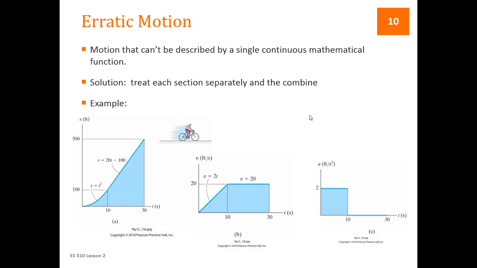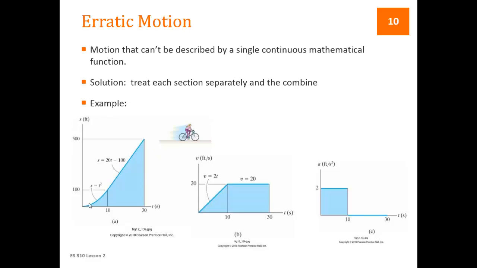Often we want to use this because we have erratic motion. So erratic motion is typically described by a series of equations, right? It can't be described as only one. So, for example, in this bicycle example, we've got this girl on a bicycle. Initially, her position is parabolic, right? It's an s equals t squared type form. And then she reaches the point where she starts going at a constant velocity, so it's just a straight line, okay? So this is just an example, but this is the idea of erratic because there's a shift, right? There's a sudden change in her velocity. So let's think about this.